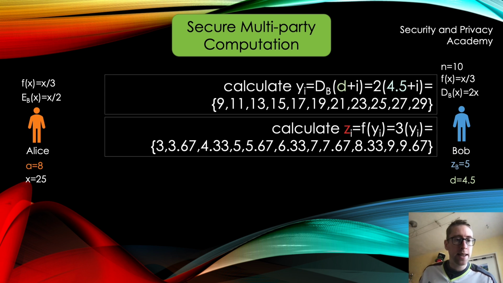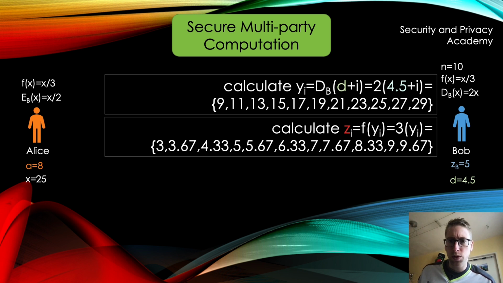series. So next he calculates zi, which is the application of the function f, which just divides a number by 3. So the result is this new series here. Now the actual, let's say, complicated part begins. It's not really that complicated, but it's a bit counterintuitive.